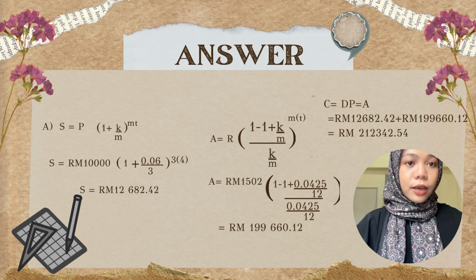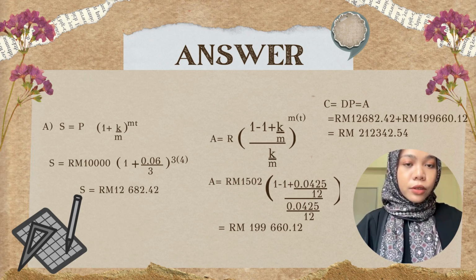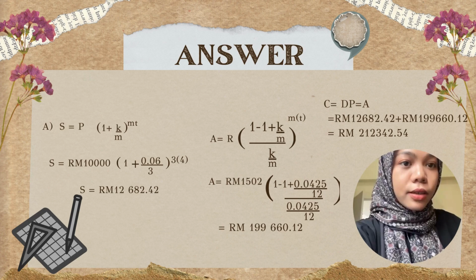Ahmad plans to take up a business and purchase a shop lot near his home. He saved RM10,000 in an account that pays 6% compounded every month. 4 years later, he withdrew all his money to pay for the down payment of the shop. The question wants us to find the value of the down payment.